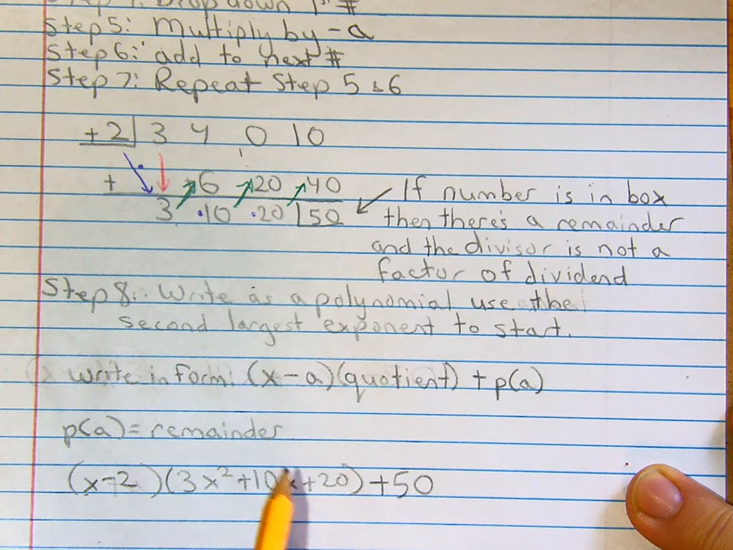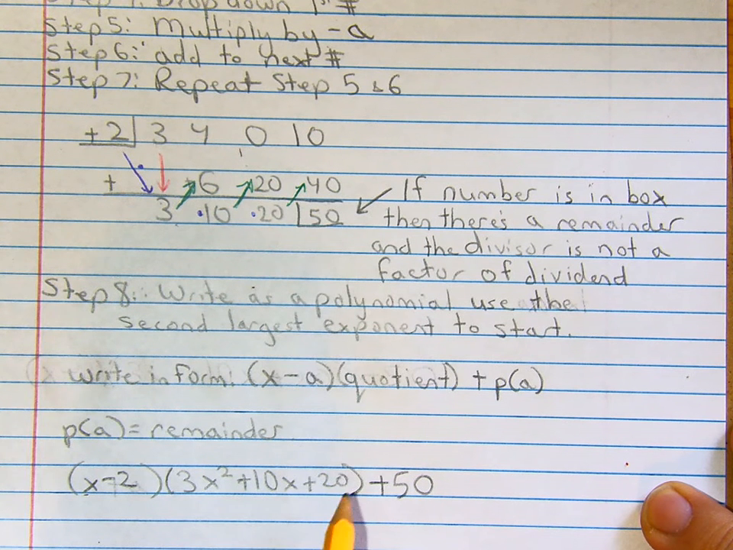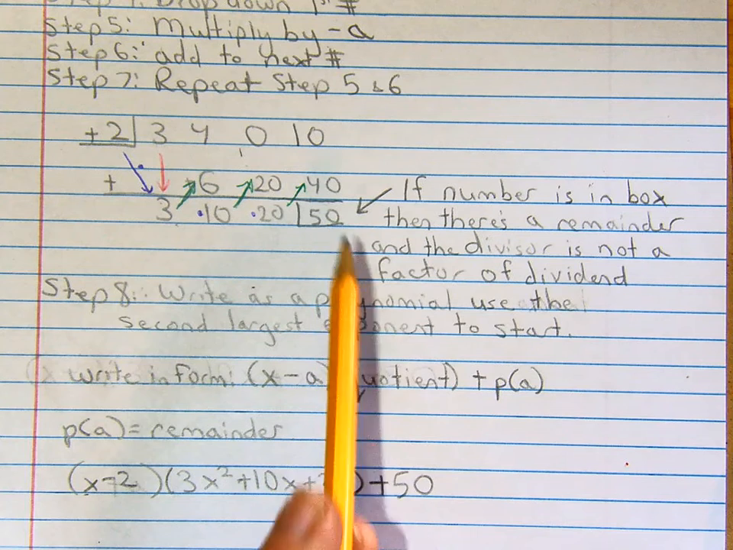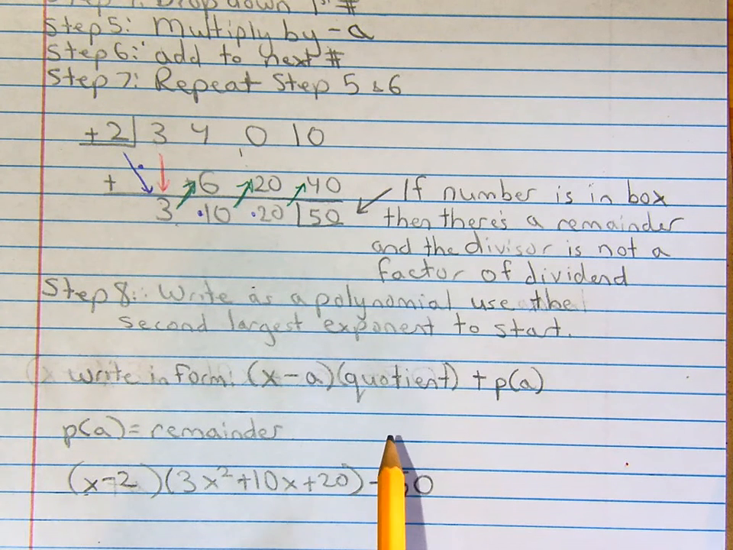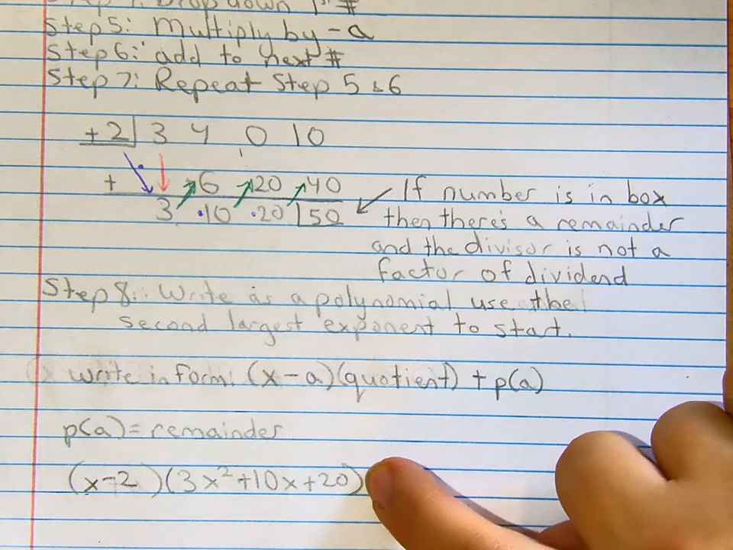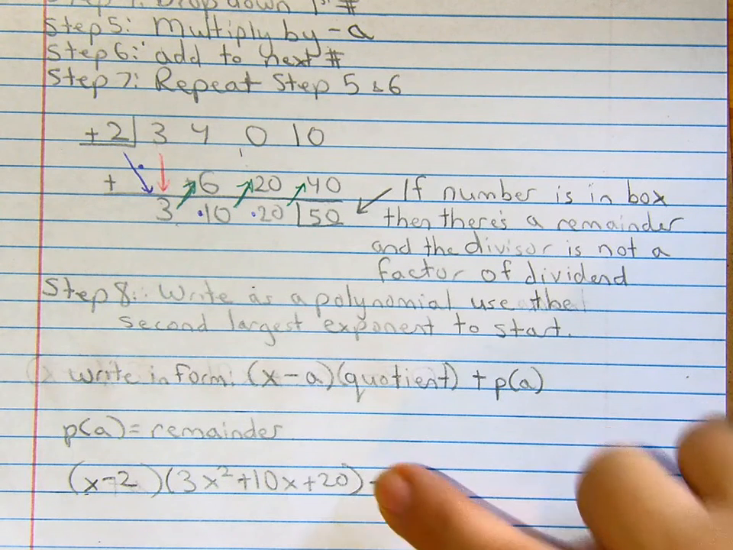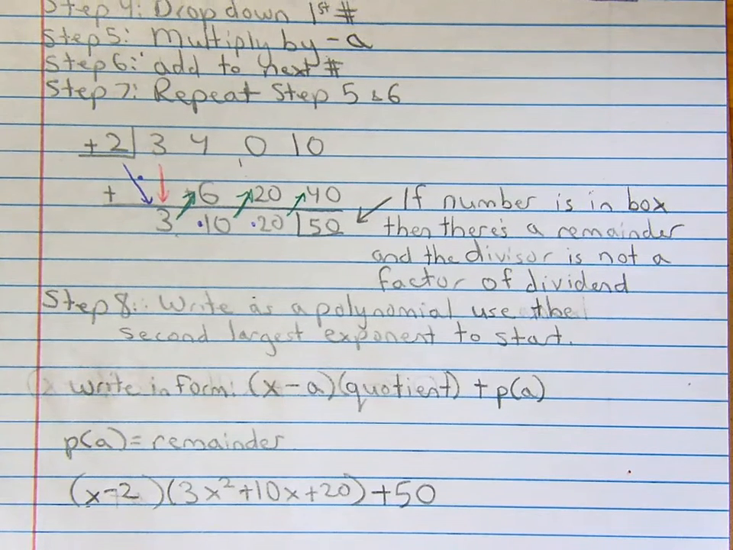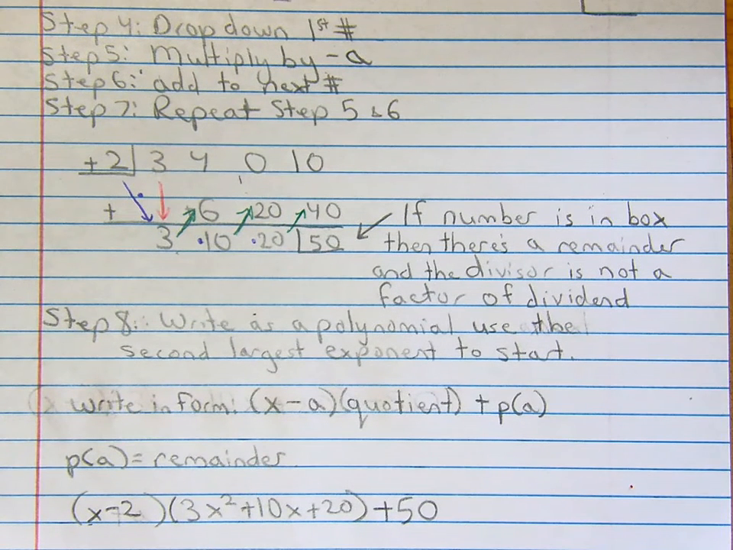Put all those together, because if you don't, then you can basically add these up, and that would be wrong. You want to put those together so they stay as a polynomial, and then we have a plus 50, which is your remainder. Obviously, if there was a 0 here, then your answer would just be that, and you wouldn't have a plus anything at the end. And that is how you do synthetic division. All right, I hope this helped.